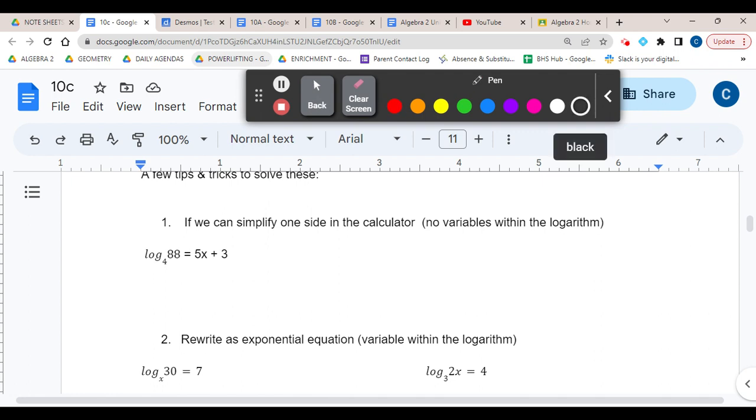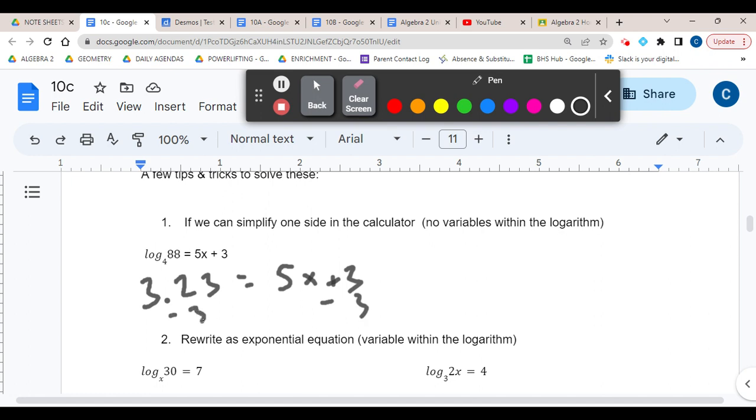So here we'll have 3.23 is equal to 5x plus 3. If we don't have any variables in the logarithm, we just calculate the logarithm out and then solve. So we subtract 3 from both sides and end up with 0.23 equals 5x. Then we divide by 5 on both sides, and we get x is equal to 0.23 over 5.